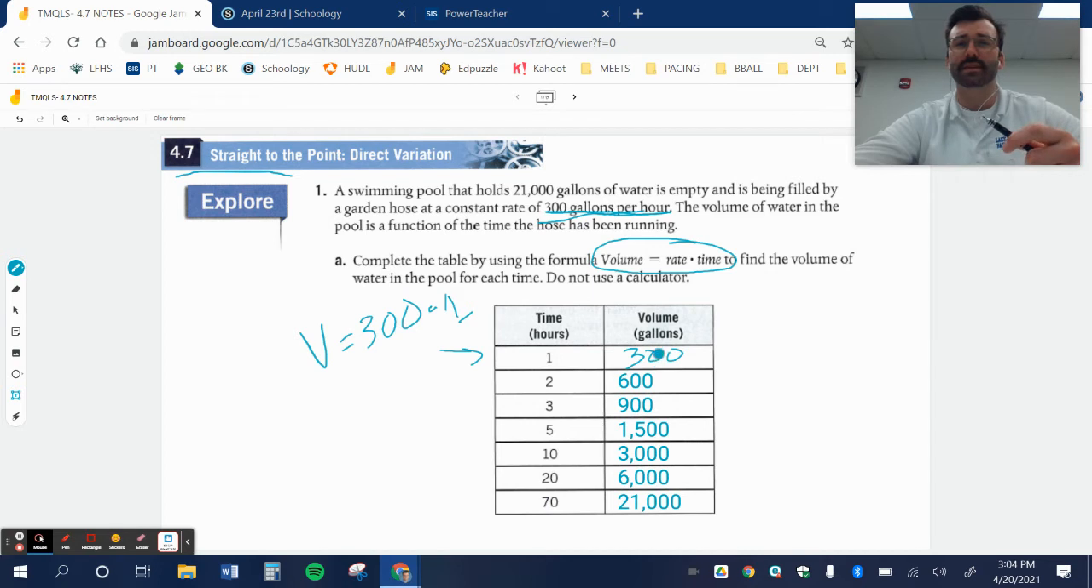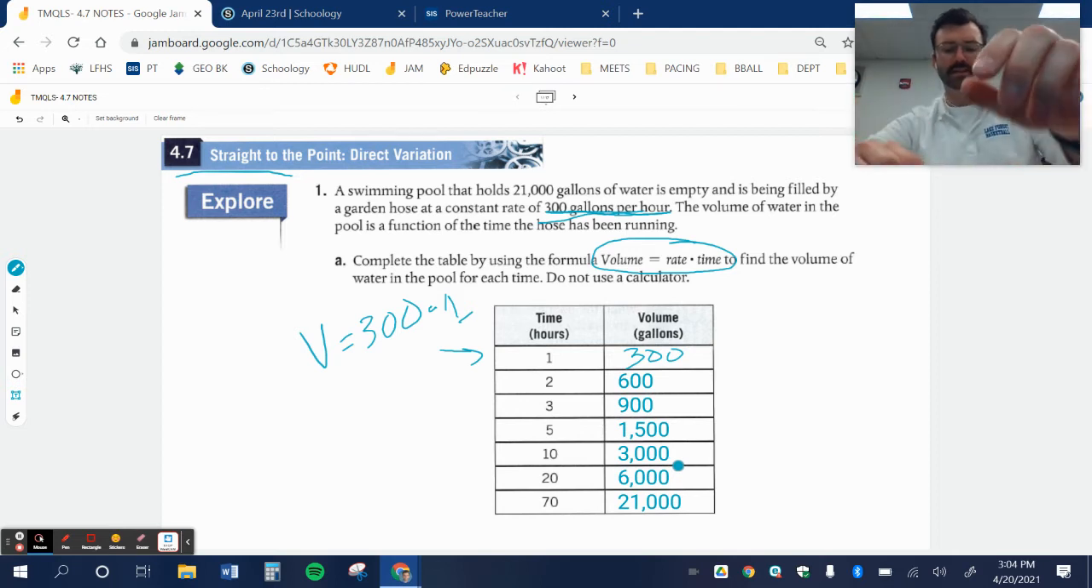So I want you to look at this. Going from 1 to 2, I go from 300 to 600. From 2 to 3, I go from 600 to 900. From 3 to 5, and from 5 to 10, I go from 1,500 to 3,000. From 10 to 20, et cetera, et cetera.